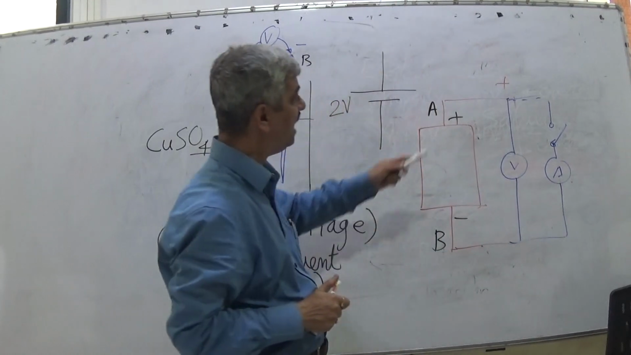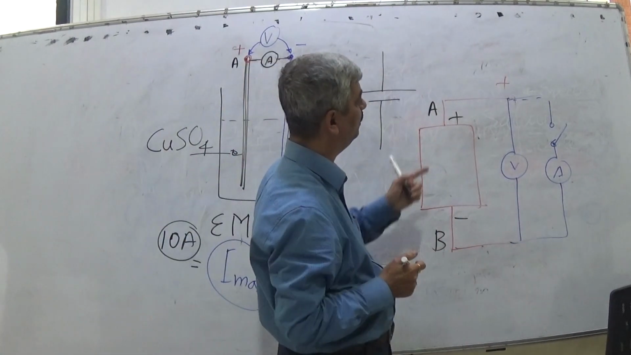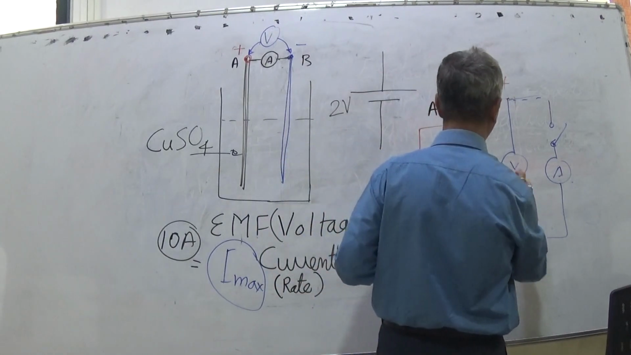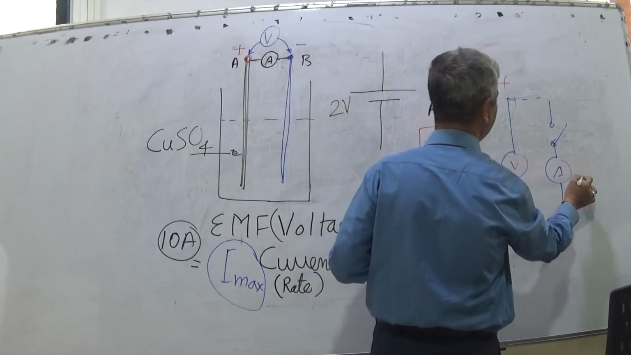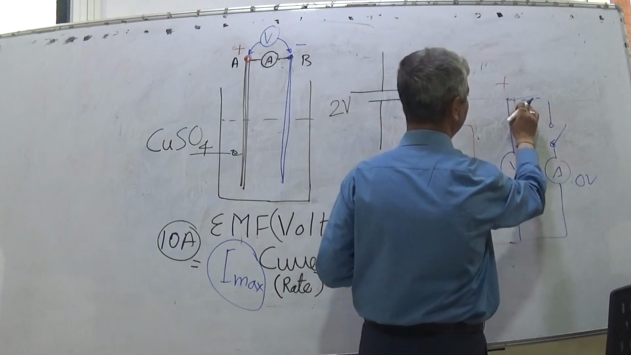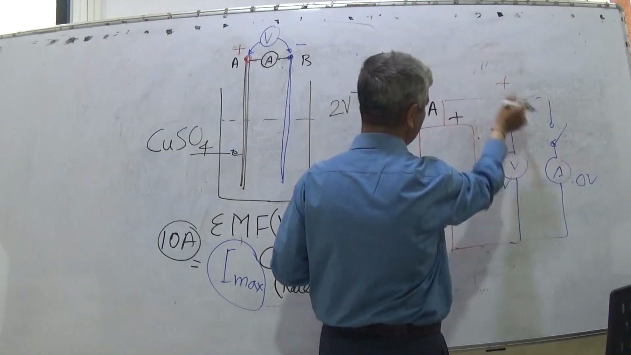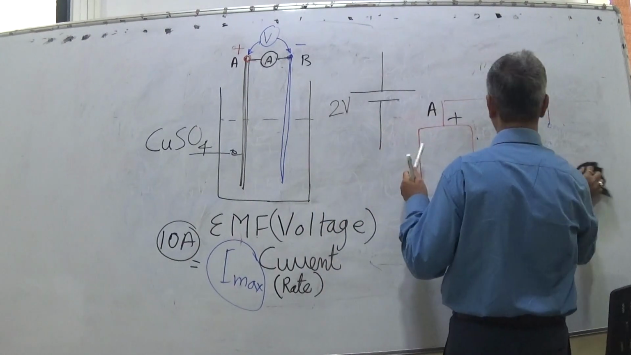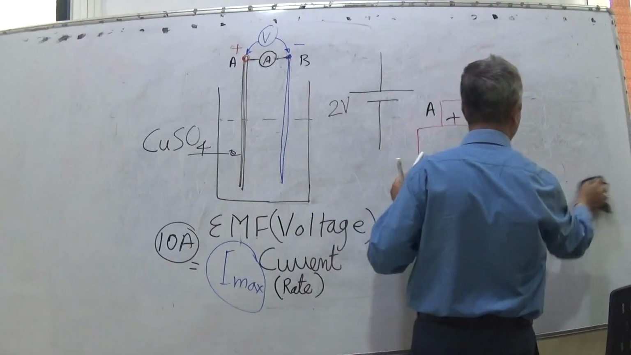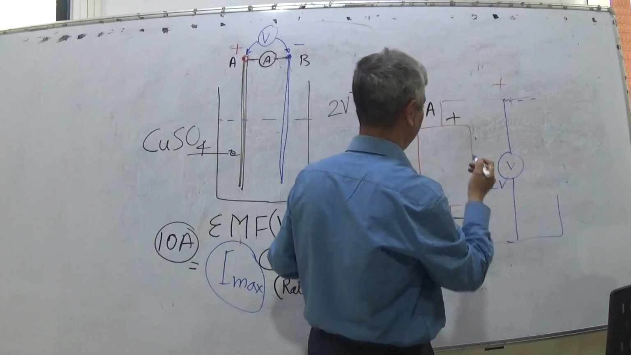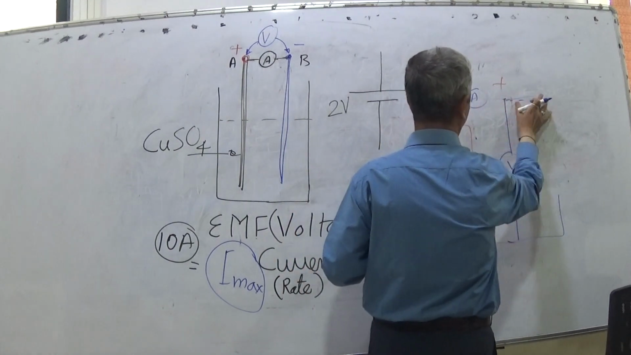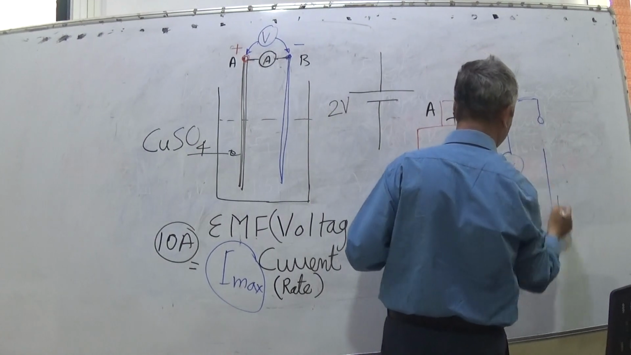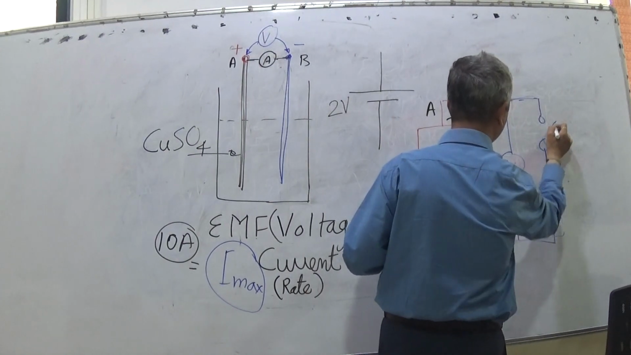So, when I don't connect anything, open circuit voltage, I get 2 volts. That time the current reading is 0 because it is not connected, meaning no current is flowing. Or instead of that, I can put an ammeter here, no problem. And this is a short, which I can close, a switch.